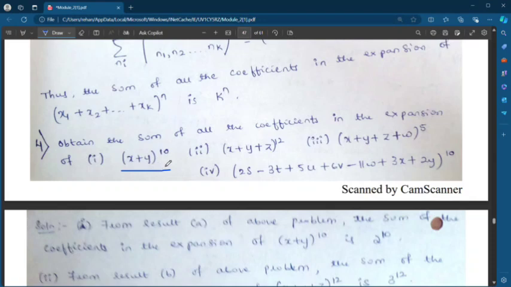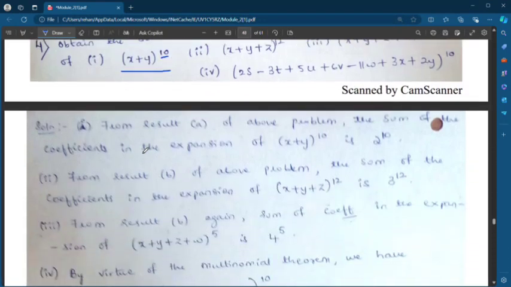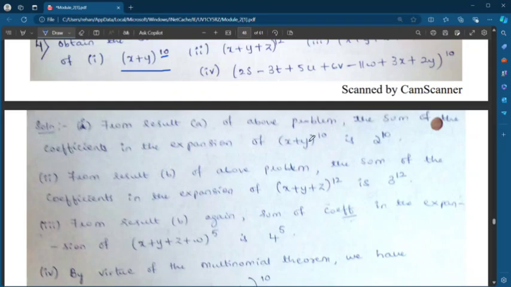Okay, so now (x + y) to the power of 10. Now I have n as 10. Okay, now see here. From the result A, the above problem, the sum of coefficients in the expansion of (x + y) to the power of 10 is 2 power 10. How am I getting 2 power 10?